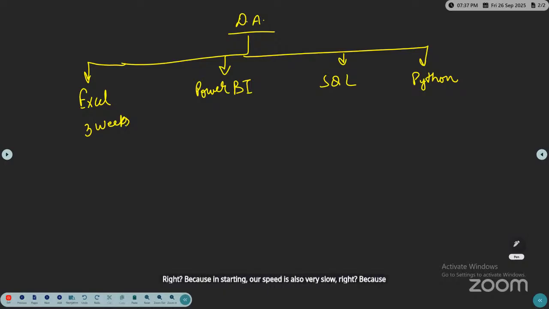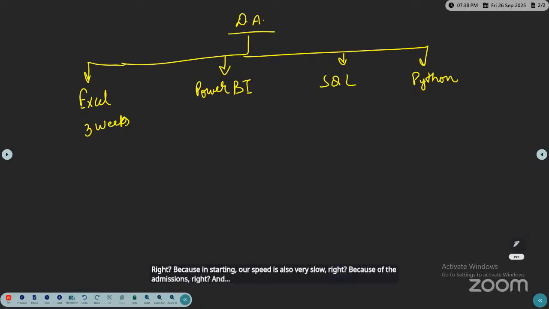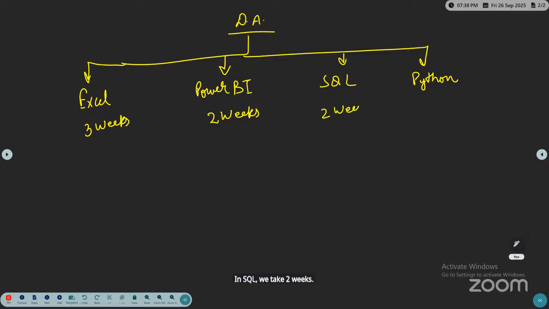In the starting, our speed is also very slow because of the admissions, and due to that, we have to match our frequencies also. That is why we take 3 weeks. In Power BI, we take 2 weeks. In SQL, we take 2 weeks. And in Python, we take 6 weeks. That is when I go with my speed.